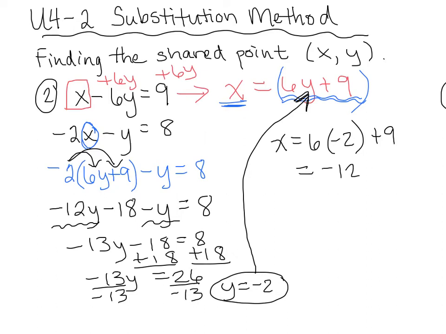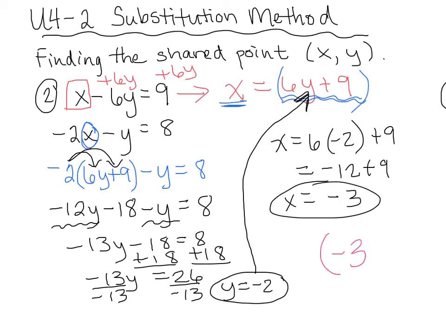that's negative 12 plus 9, and that gives us negative 3. So x equals negative 3. As an ordered pair, we've got negative 3 for x and negative 2 for y. And that, again, if we had graphed these two equations, that would be where they would cross on the graph as well.